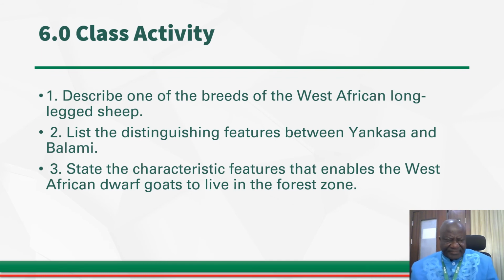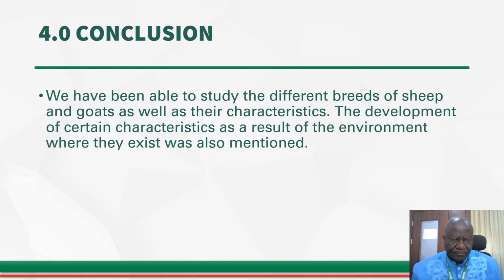Now, class activity. Before we go to conclusion and summary, let's have the class activity. First, describe one of the breeds of the West African long-legged sheep. Two, list the distinguishing features between the Yankasa and Balami. Three, state the characteristic features that enable the West African dwarf goats to live in the forest zone.